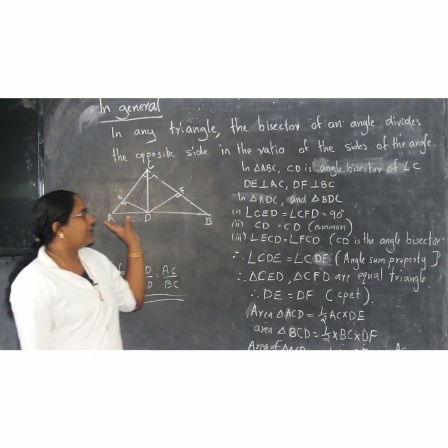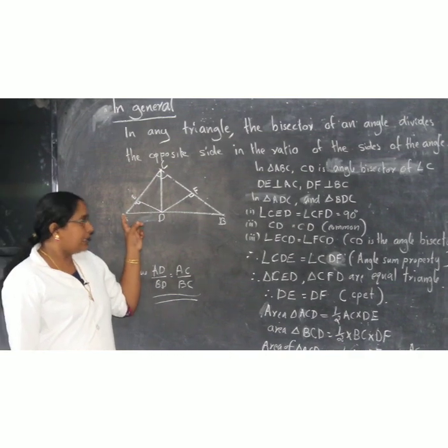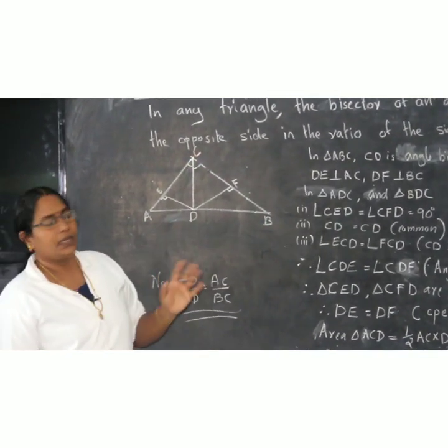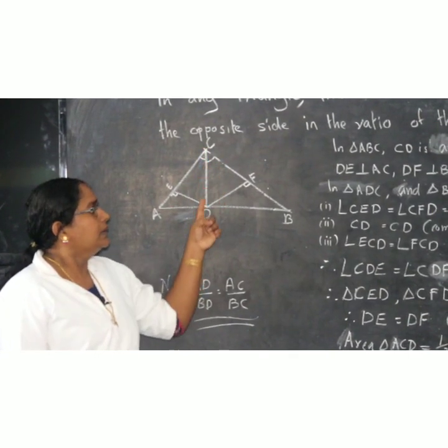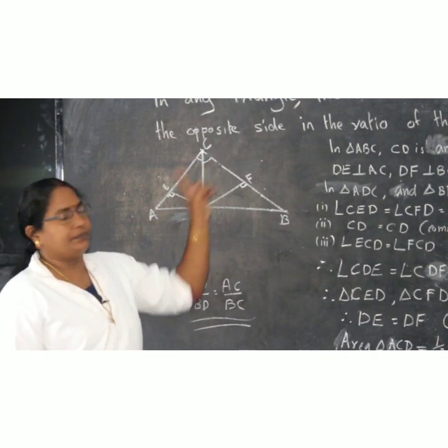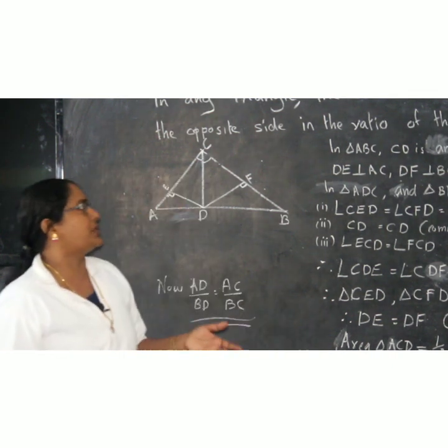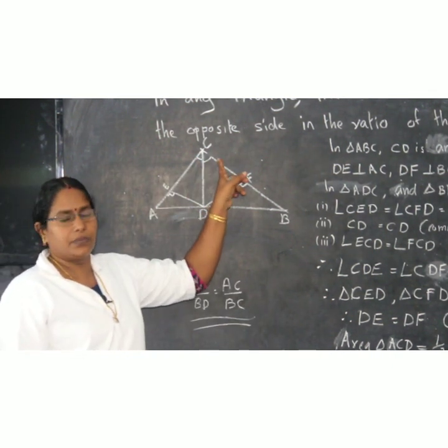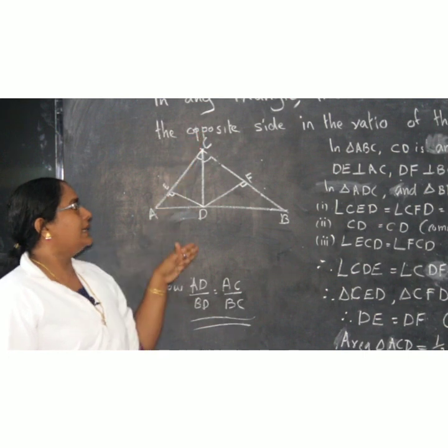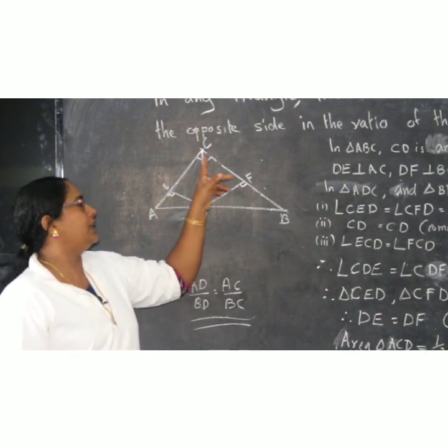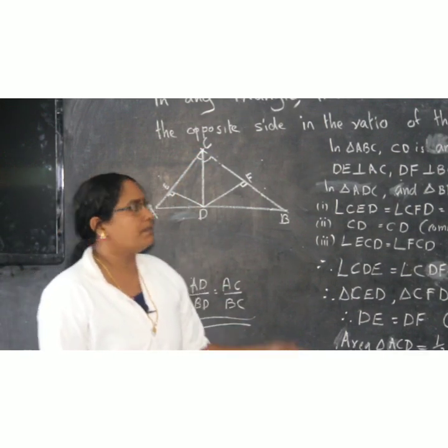Therefore, first consider a triangle ABC. Then in triangle ABC, CD is the angle bisector of angle C. Angle bisector means a line that divides the angle into equal portions. Therefore, here if the angle is 60 degrees, this is 30 degrees and 30 degrees; or if 30 degrees, this line divides it into 15 degrees and 15 degrees. Therefore, CD is an angle bisector.